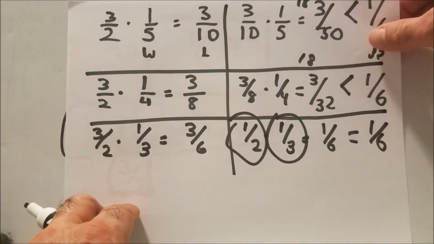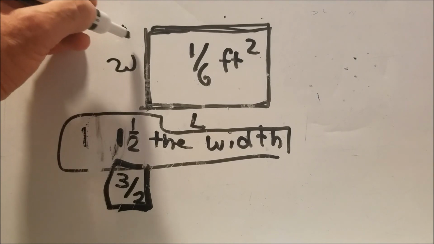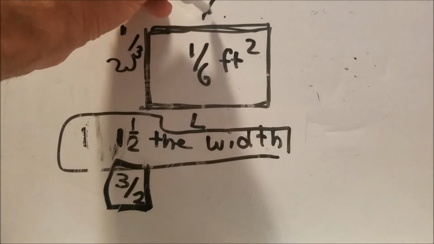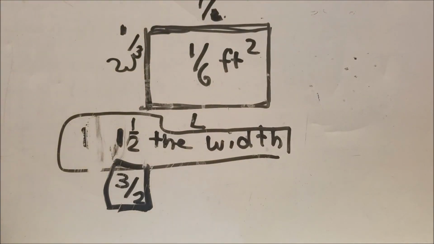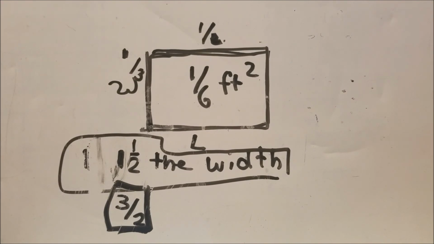We guessed and we checked. So again, width comes first. The width will be 1/3. And the length will be 1/2. So this is a 1/3 by 1/2. Bring that up so you see it. A 1/3 by 1/2 rectangle.